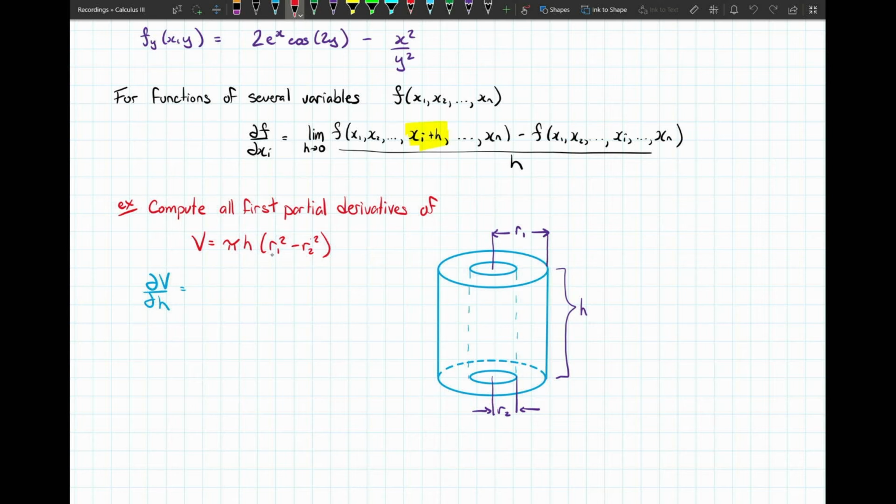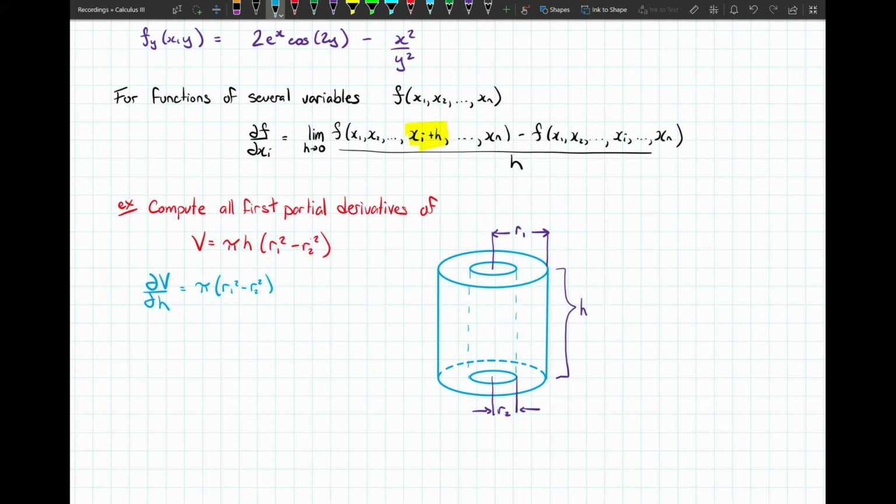Now, remember, if r1 is constant and r2 is constant, then this whole factor of r1 squared minus r2 squared is constant. Pi is constant. So it's just a bunch of constants all multiplied by h. And the partial derivative of V with respect to h would simply just be pi times r1 squared minus r2 squared. Pretty straightforward. That's just a linear function with respect to h.